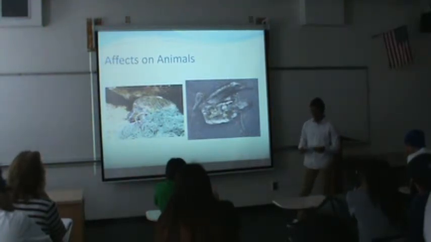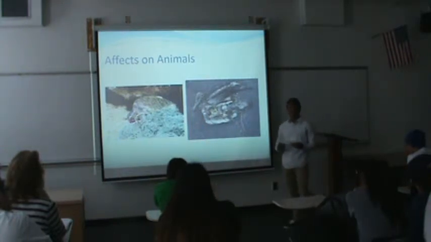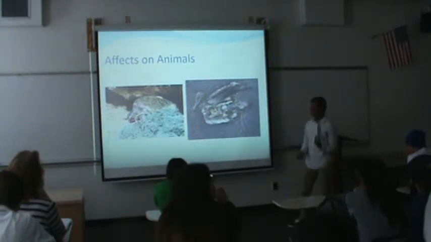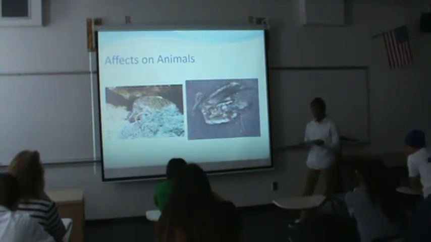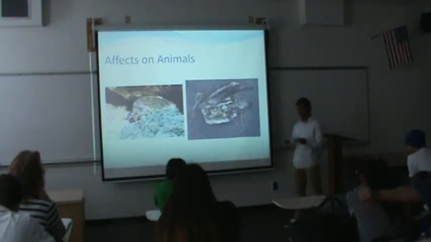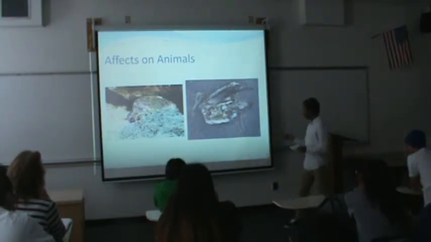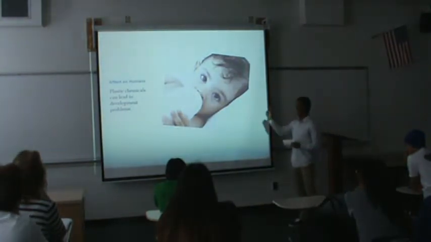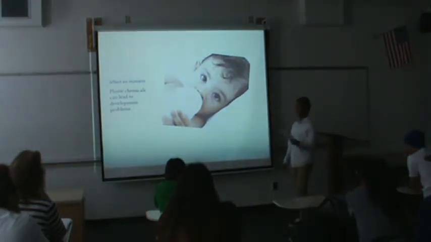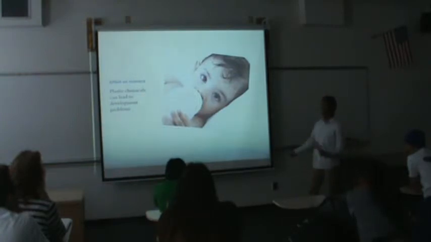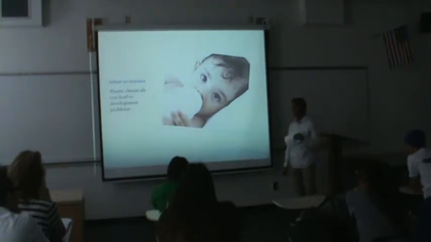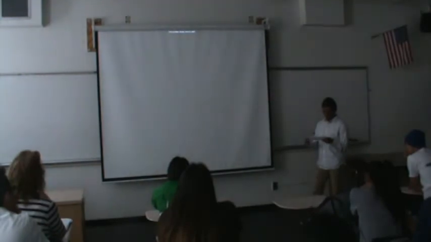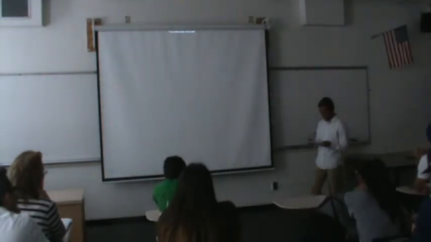Some of the effects of consuming fish with chemicals are that it could cause cancer, diabetes, altered immune system, and development problems in children. So this baby right here may have cancer, diabetes, or development problems because of the consumption of foods that have chemicals in them.